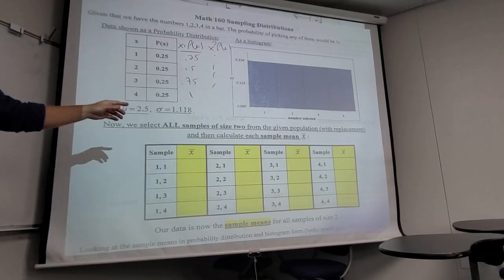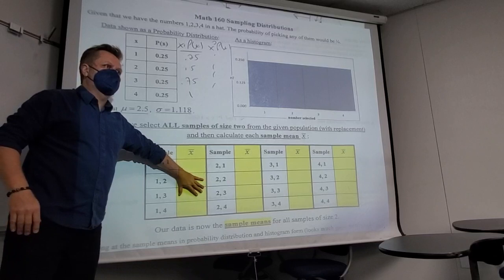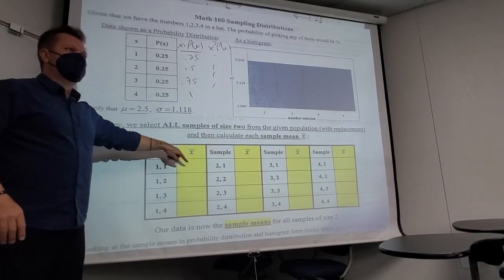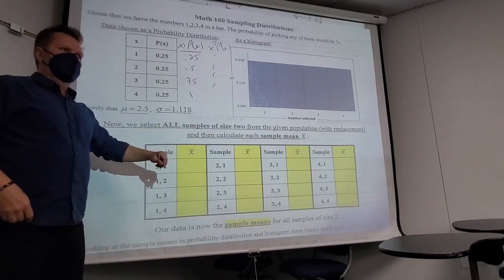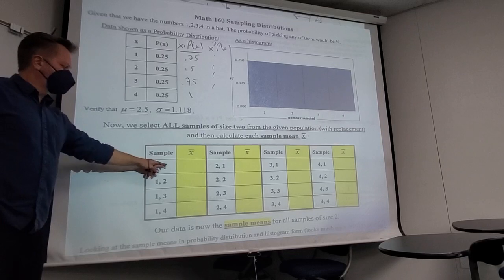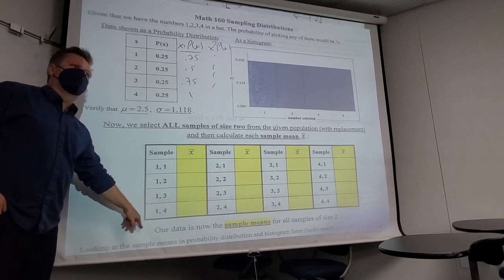Now, why did I make it 2? Because can you imagine how big this would get if I made it 20? It would be 1, 1, 1, 1, 1, and so on up to 20. Holy crap. Do you understand what each of these means? I could get a 1 and then a 1, or a 1 and then a 2, and then 1 and then 3.